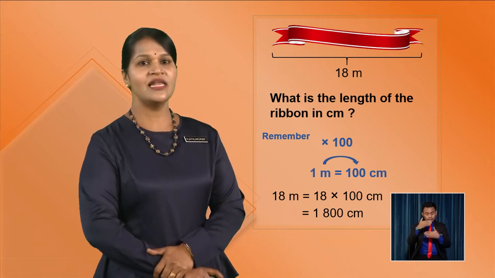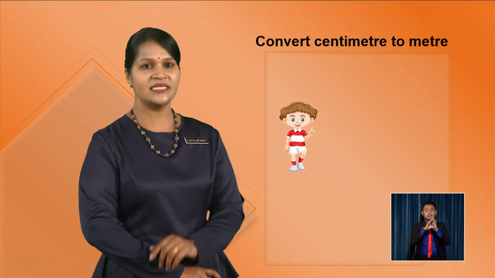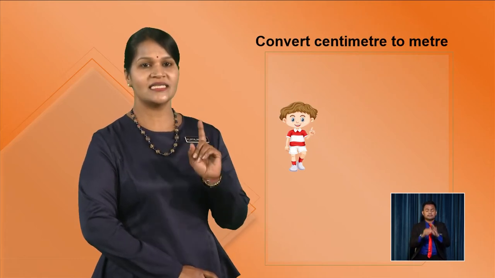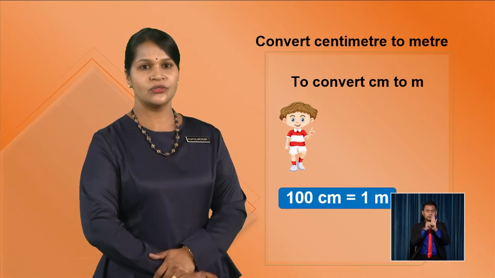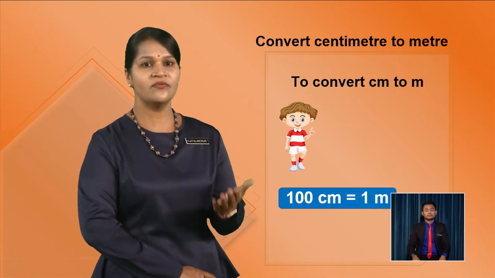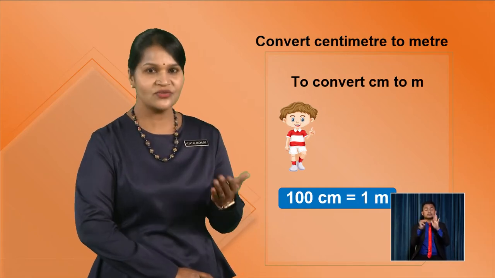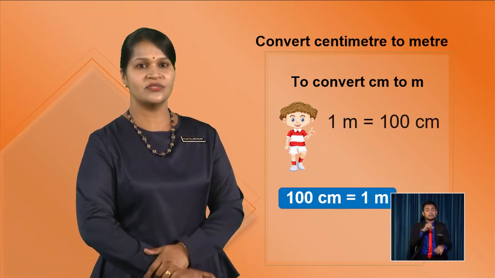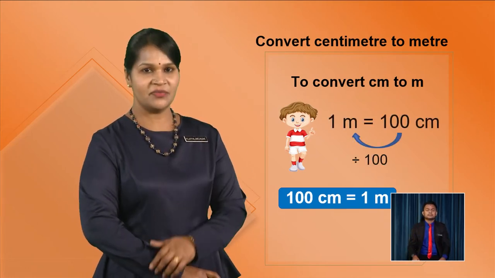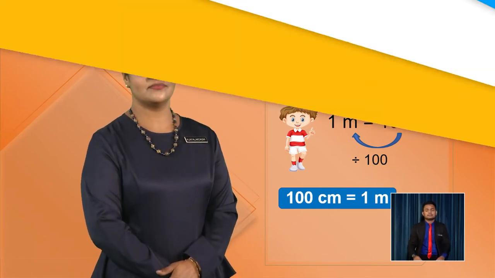Next, we will learn how to convert centimeter to meter. 100 centimeters is equal to 1 meter. So, to convert from centimeter to meter, we have to divide by 100. We can also say that 100 centimeters is equal to 1 meter. Wow, you are doing great!